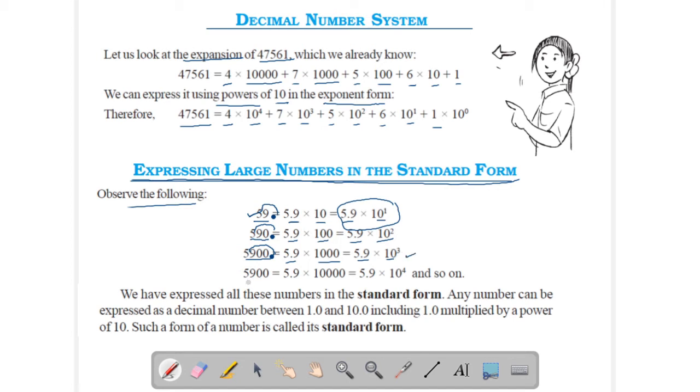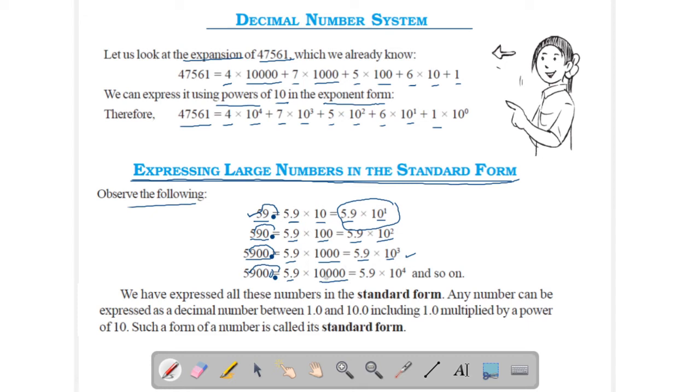Now come to next example, 59,000. Here 1 zero is more, we can write it here. Here decimal is here, and you have to bring this decimal to here. Here how many digits are there? 1, 2, 3, 4. It means you have to multiply it by 10,000. So this can be written as 5.9 into 10,000.